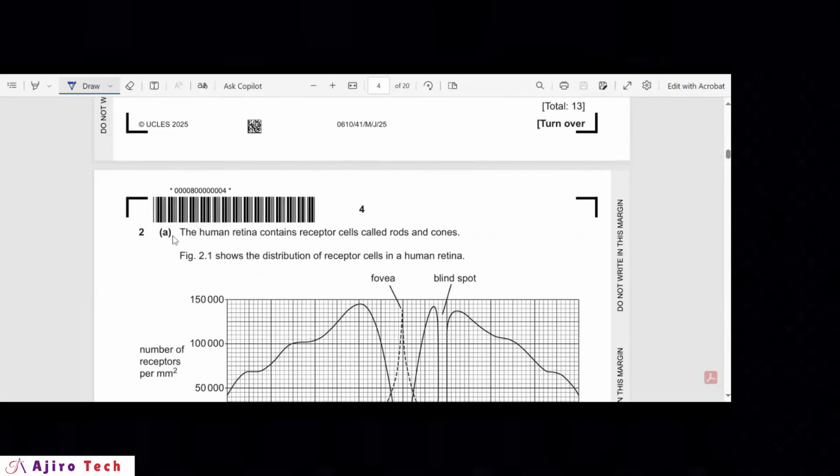So let's go to the second question. Question 2, which has to do with the distribution of the receptor cells in the retina, the cones and the rods.